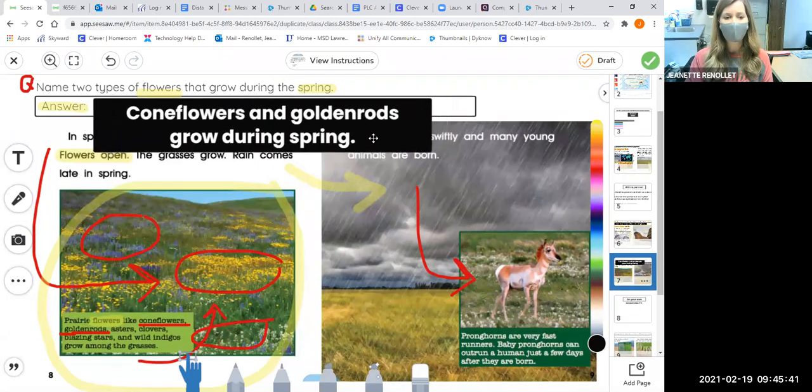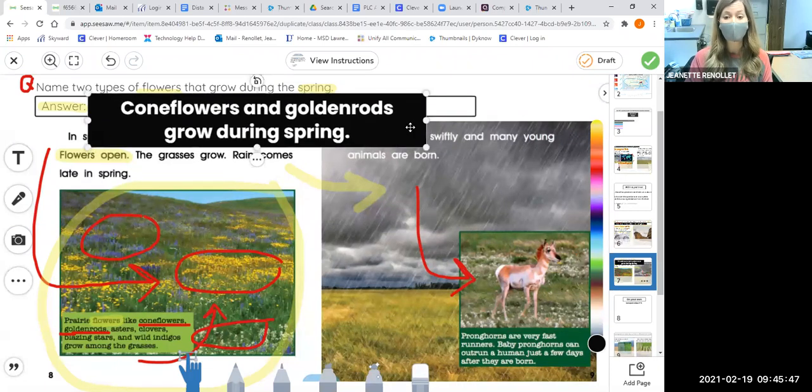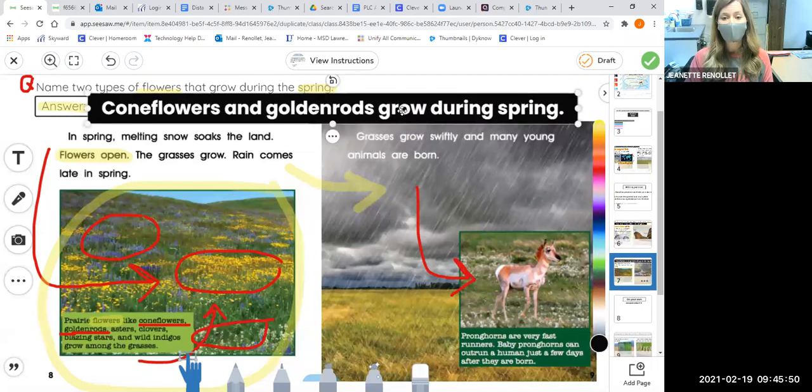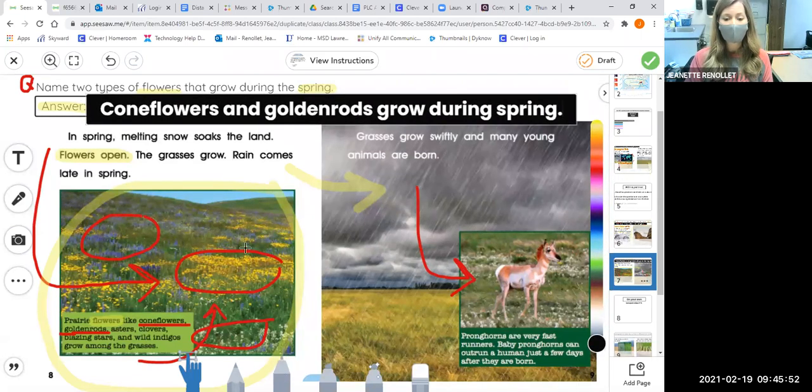Now I have my evidence. I highlighted my evidence and I used it in a complete sentence. My complete sentence has a capital letter. It has a subject and verb. My words make sense and I have complete punctuation. Check that you have a complete sentence recorded using text evidence about the types of flowers that grow.